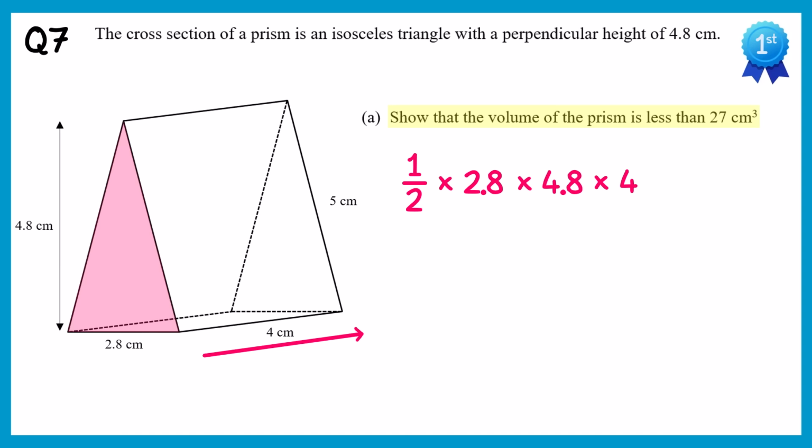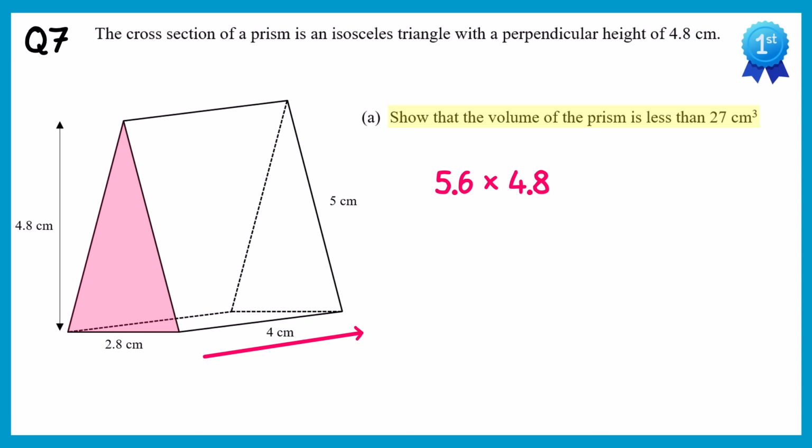Now, since we're just multiplying numbers together here, we can change the order of this into any order we like. And I'm going to do 1/2 times 4 first. 1 half multiplied by 4 gives you 2, since half of 4 is 2. Then I can do 2 multiplied by 2.8, which is 5.6. So I just need to multiply 5.6 and 4.8.